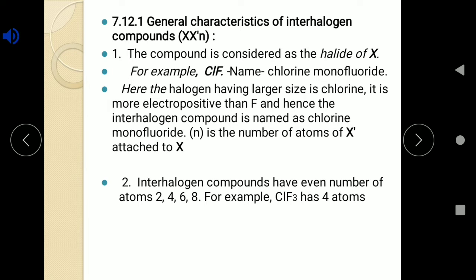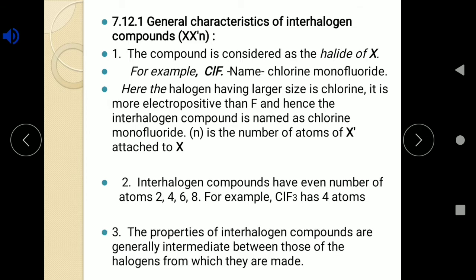Total atoms if we count: ClF3 total 4, IF7 total 8, BrF5 total 6. So all the interhalogen compounds contain an even number of atoms. Hence, in any example we take, the number of atoms will be 2, 4, 6, 8 like this.